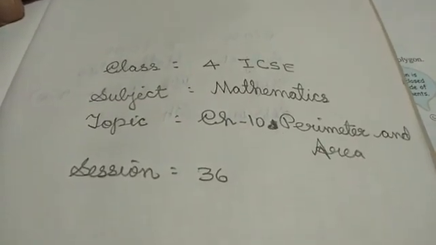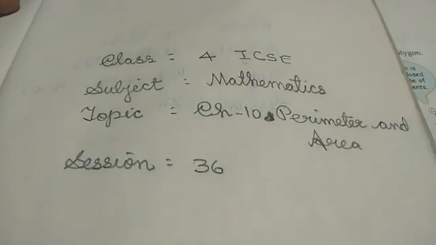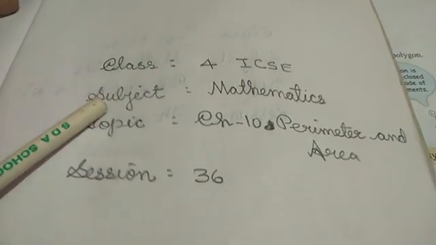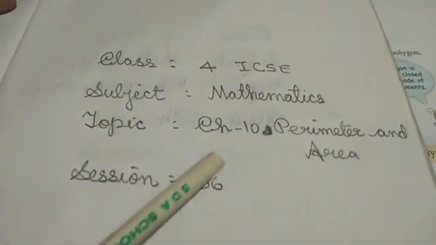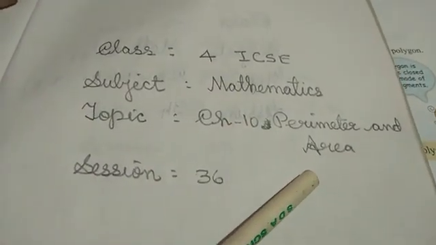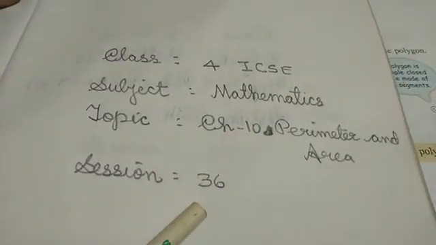Children, in the last class itself I said chapter 9 is over and today we are going to see the new chapter, isn't it? In subject mathematics, chapter 10, perimeter and area. Okay children, and it's session 36.